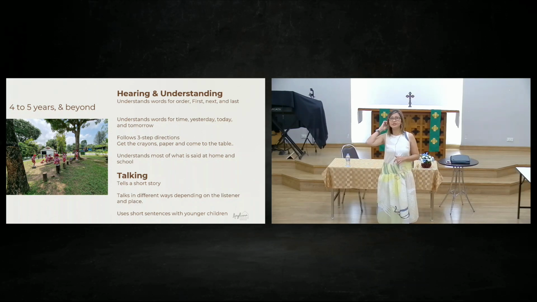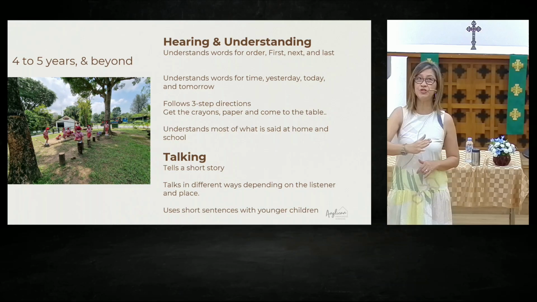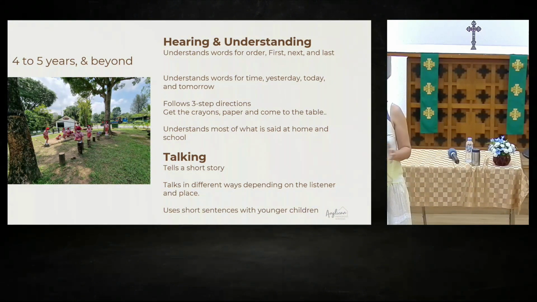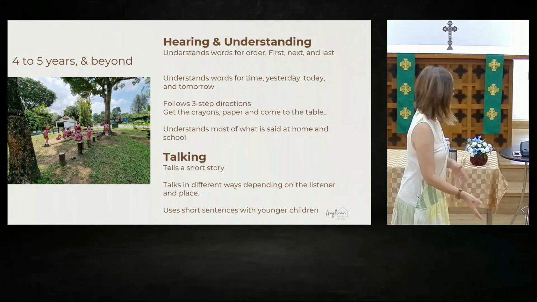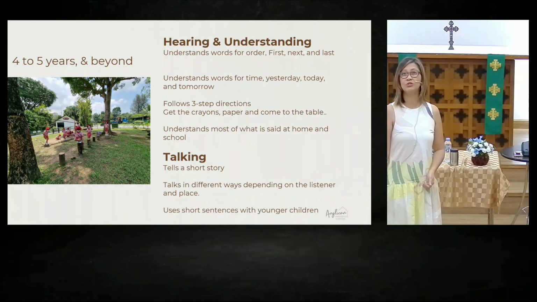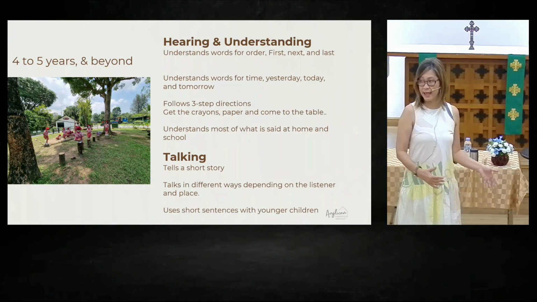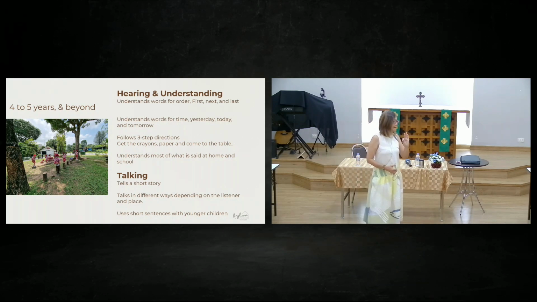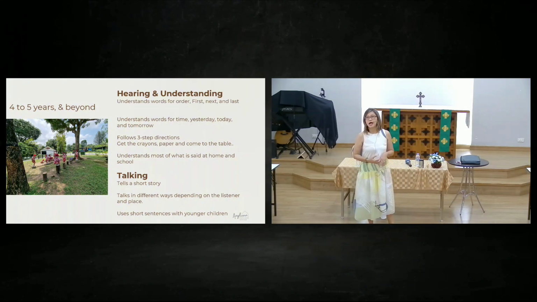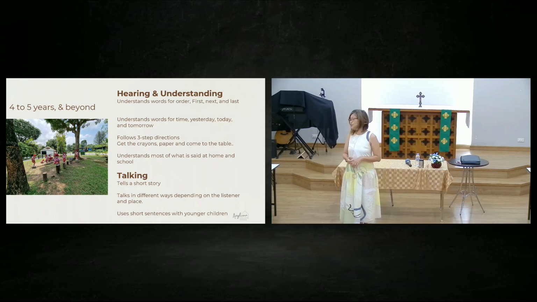Going to the 4 years and beyond. Okay, 4 turning 5 years, turning 6. They understand words for order. First you do this, next you do this, last we put on shoes and we go out. Understands words for time. Yesterday, today, and tomorrow. Follows 3-step directions. Get the crayons, paper, and come to the table. Understands most of what is said at home and in school.